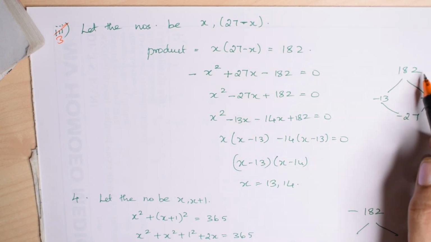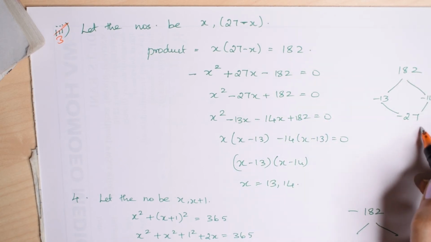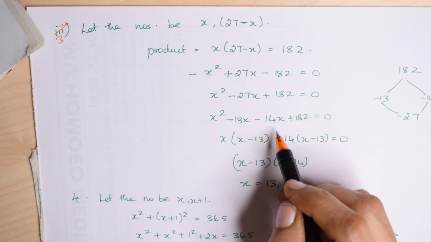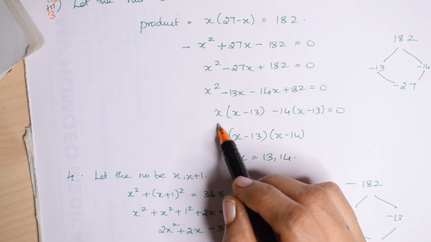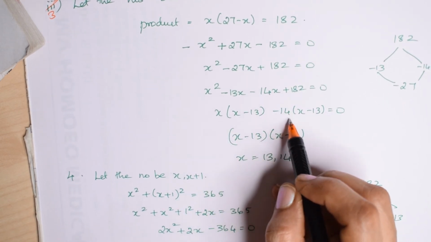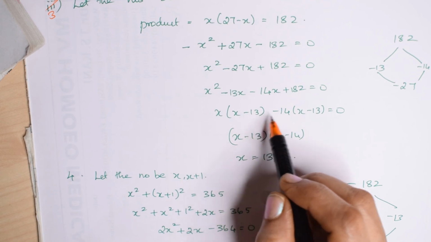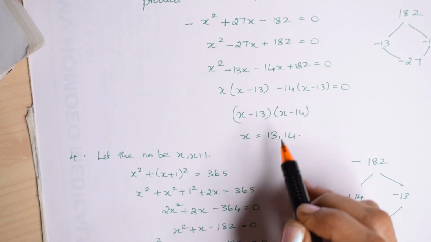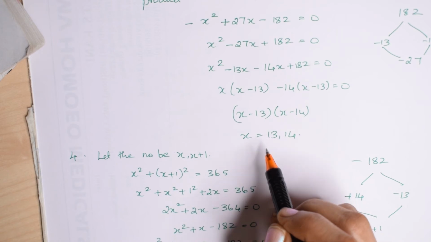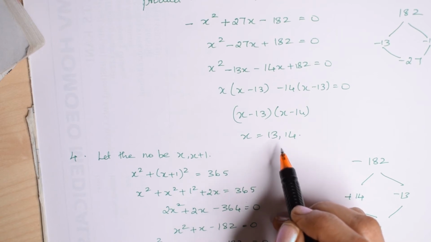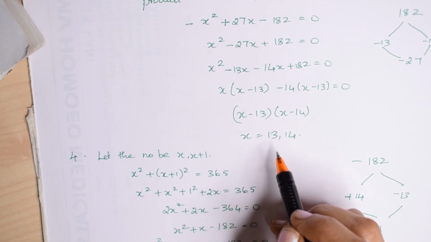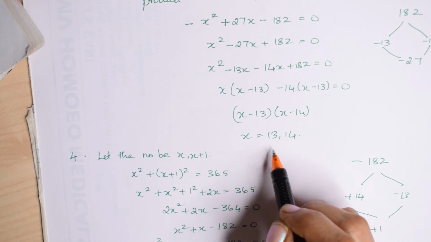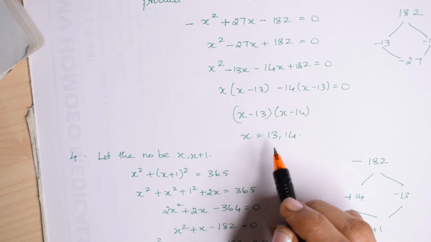Then the product should be 182 and the sum should be minus 27. So both the numbers are going to be minus numbers and they are minus 13 and minus 14. So I split it as minus 13 and minus 14. I take x as the common term outside. Here minus 14 outside. I have the common bracket x minus 13. I take that outside. The remaining is x minus 14. So the numbers are 13 and 14. They said whose sum is 27. I add 13 and 14. It's going to be 27. So what we have done is right.